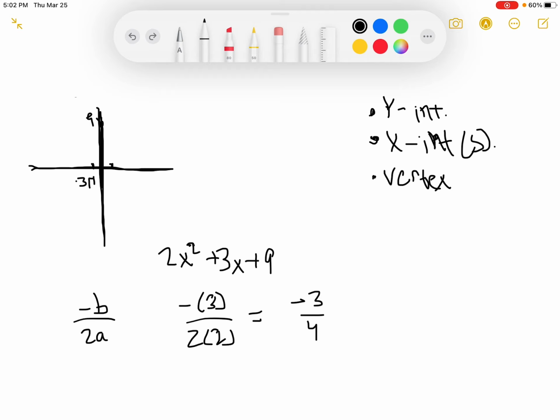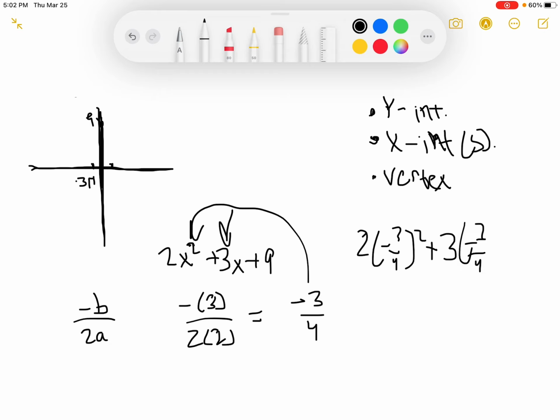So how do you find the y point? You just plug in this into both x's. So 2 times negative 3/4 squared plus 3 times negative 3/4 plus 9. Messy. Okay, so let's put this in a calculator. 2 times squared plus 3. Not such a nice number. It's 7 point... Well, I'll do it in fraction form. 63 divided by 8. 63 eighths. That's not even easy to say.